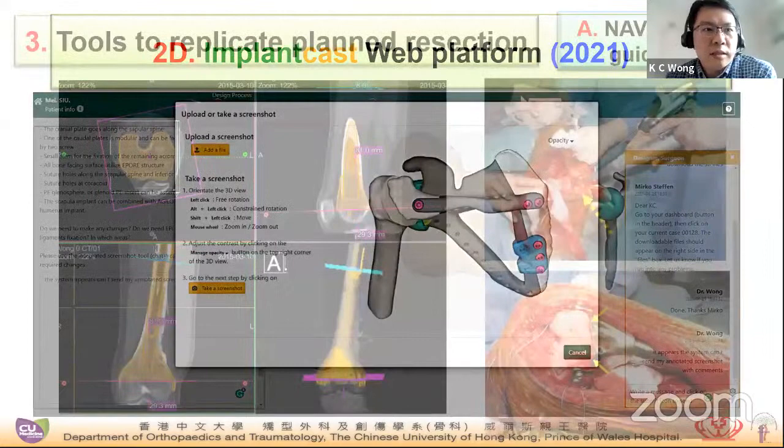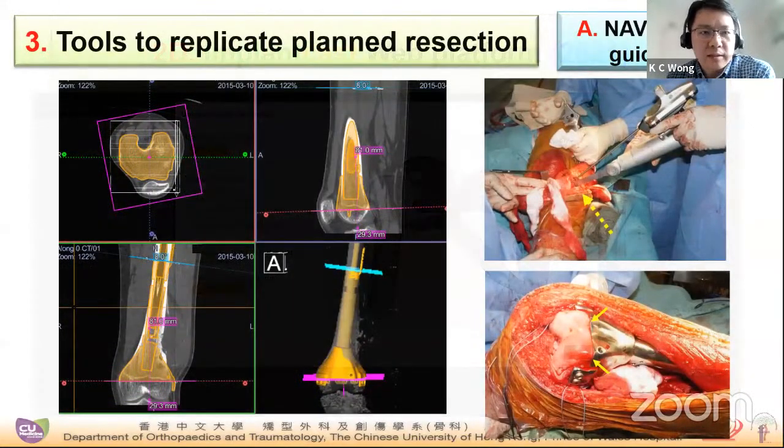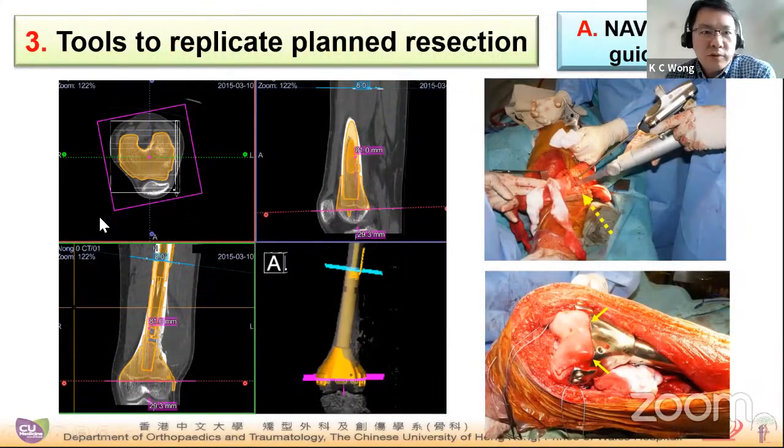So next are the tools for replicating the plan. You see that is OrthoMap 3D, a kind of screenshot. So we have an exact idea where we want to make the cut, the cross section where you want to make the cut. You put your implant inside this, so you know exactly what's going on. And then you use navigation to replicate the same plan. This is you replaying the cut.